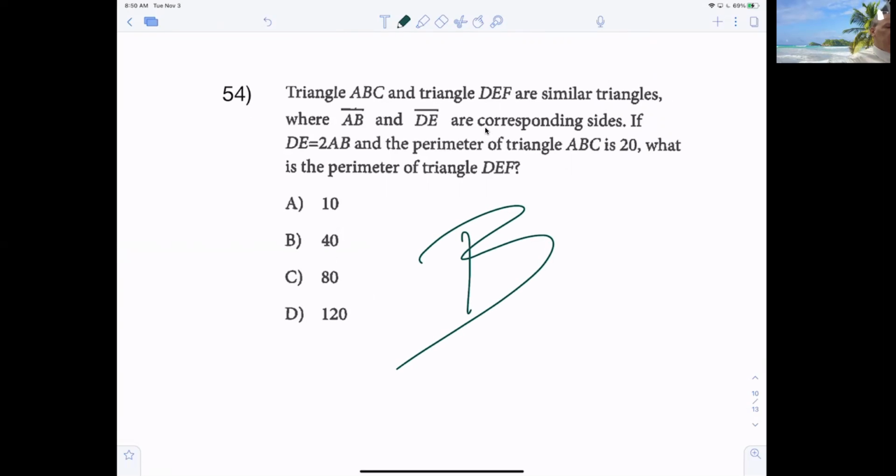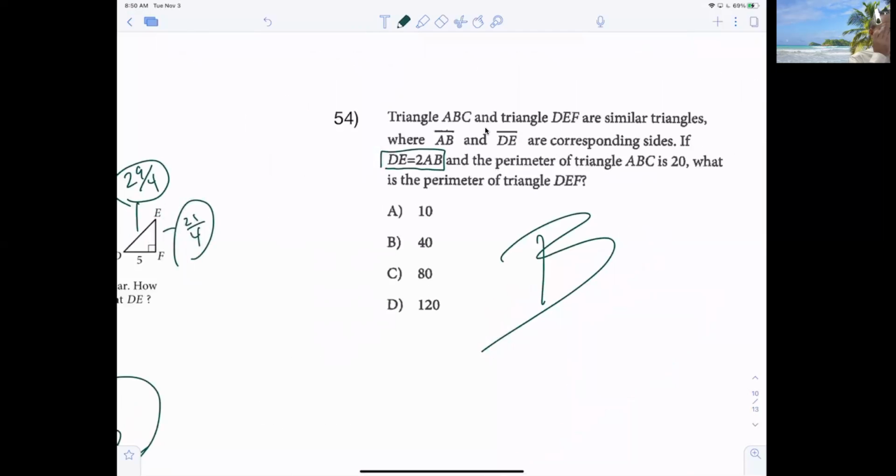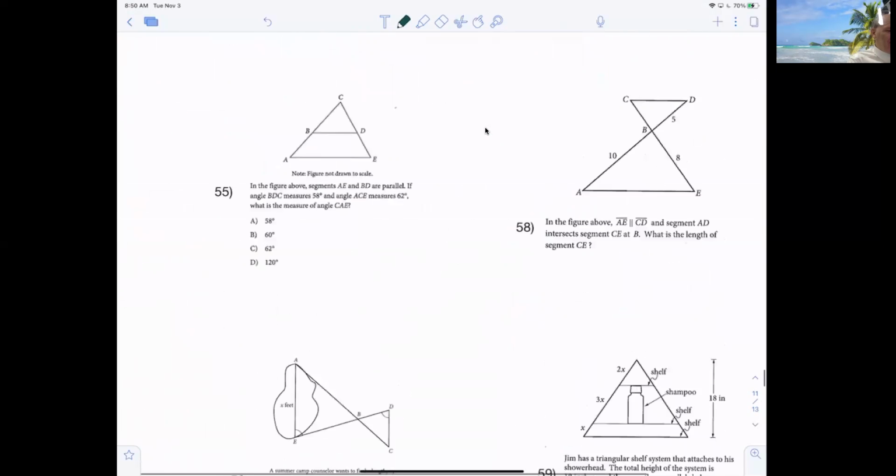Well, remember, one triangle is how many times bigger than the other? Do you agree? It's twice as big, right? So if all the sides are twice as big, that means the perimeter is what? Yeah. You good with that? Thank you, Bo.